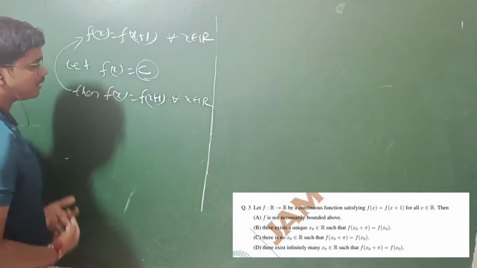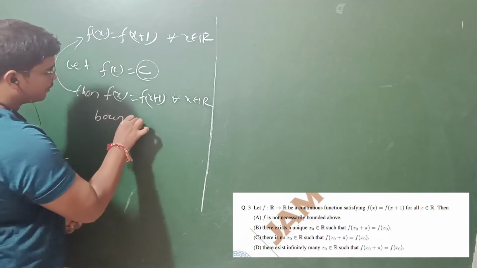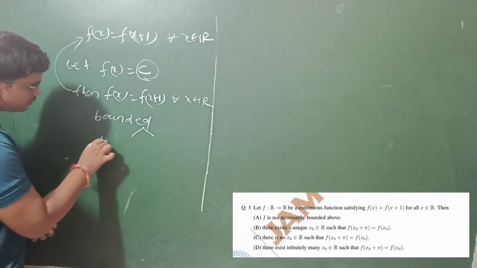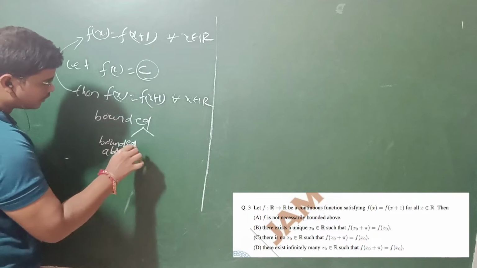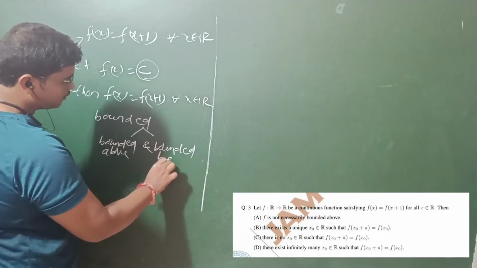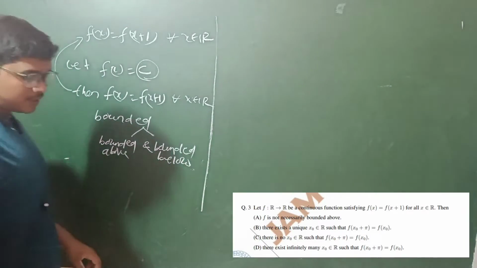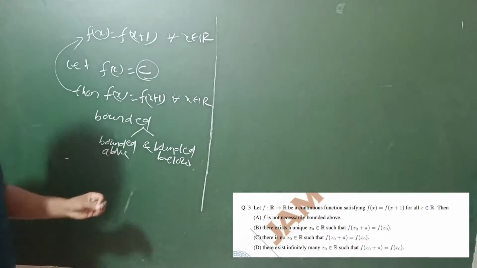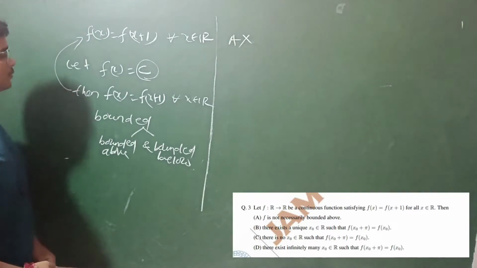But now c is a bounded function, so bounded means it is both bounded above and bounded below. But option A says f(x) is not necessarily bounded above, so option A is false.